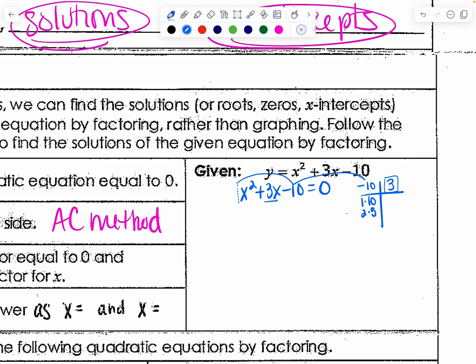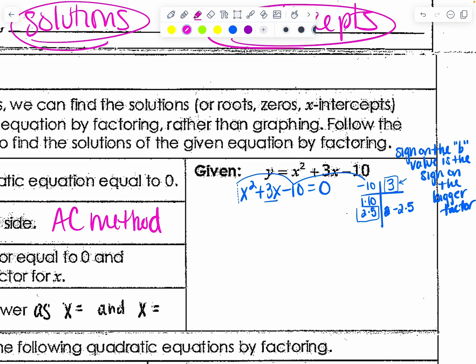So the sign on the B value is the sign on the bigger factor. All right, so I'm going to use 2 and 5. It's going to be a negative 2 and a positive 5. Again, my bigger one has to be positive because my B value is positive.